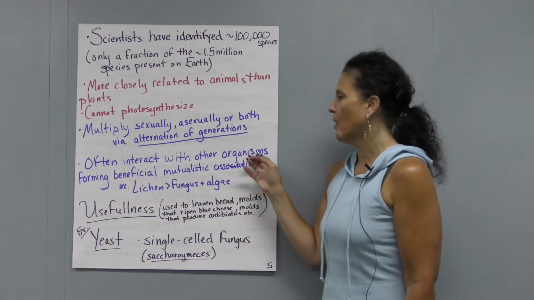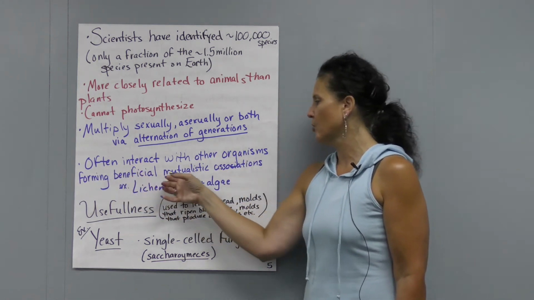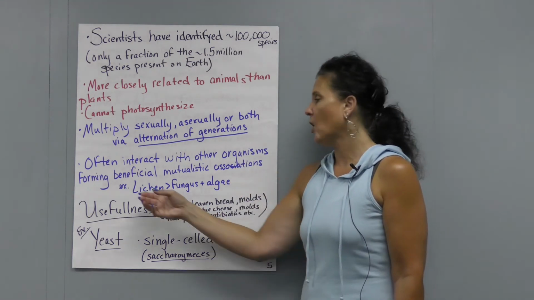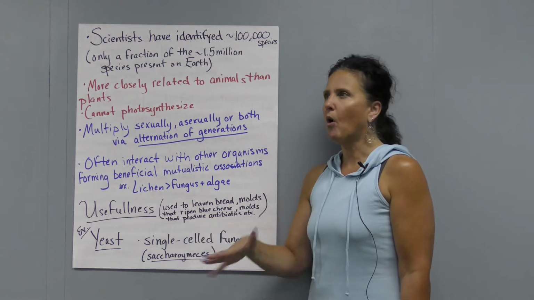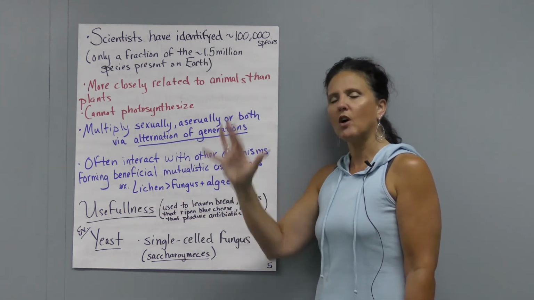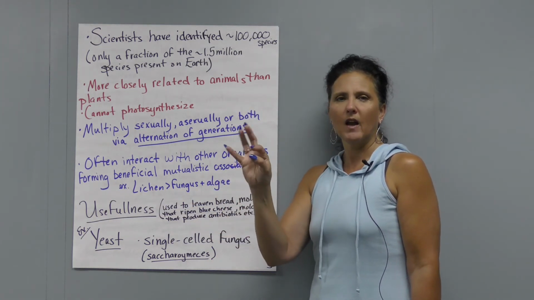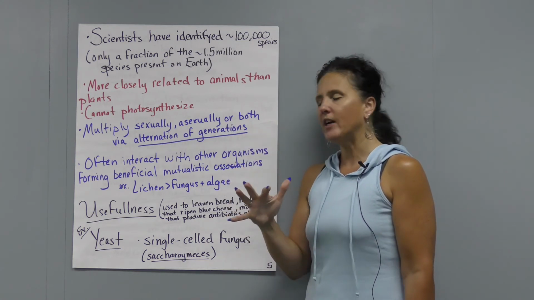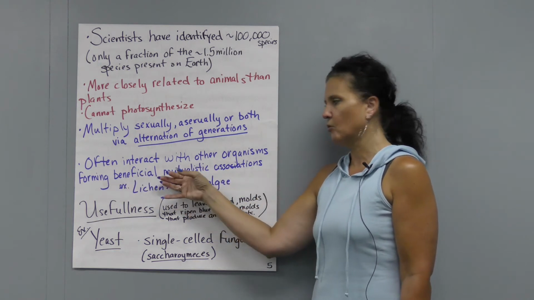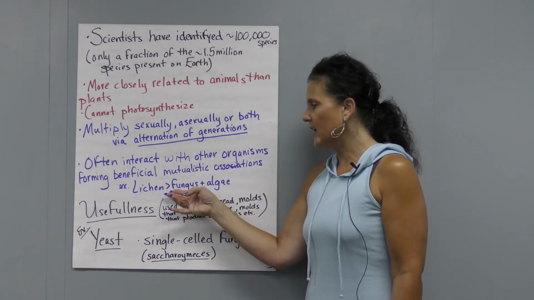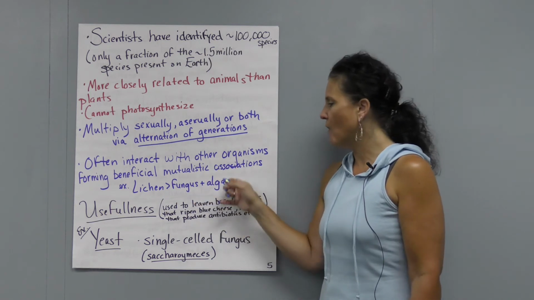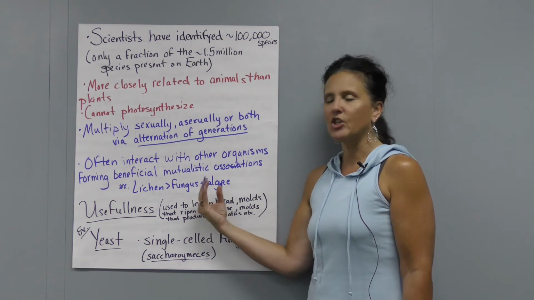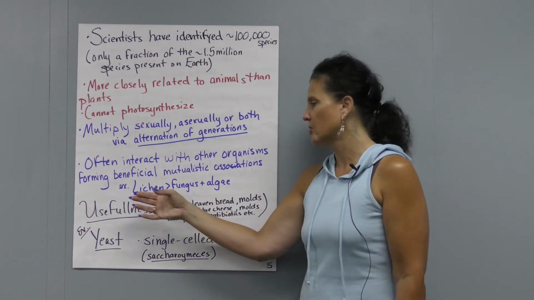They often interact with other organisms and they form these beneficial mutualistic associations. I will show you some pictures that will be along with this video on what are called lichens. If you're walking around in the woods around here on the trunks of trees, you see those green, kind of looks like paint on the trunks of trees. Those are a combination, a symbiotic beneficial mutualistic association between a fungus and an alga. So the alga photosynthesizes and the fungus decomposes. But it's just a little association, and that's called a lichen, and I'll show you some pictures of those.